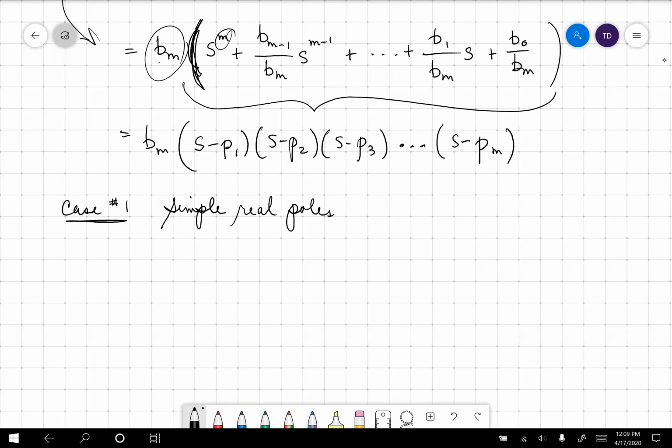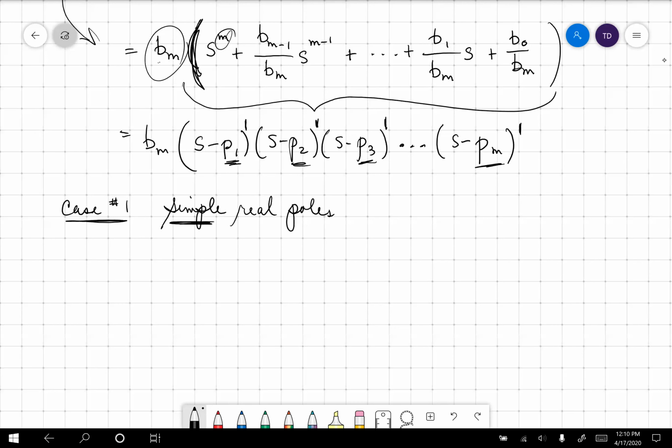So these simple real poles mean that the power of each term is 1, they're all to the first power. That's what makes it simple. And the real pole means that the p's are real numbers.